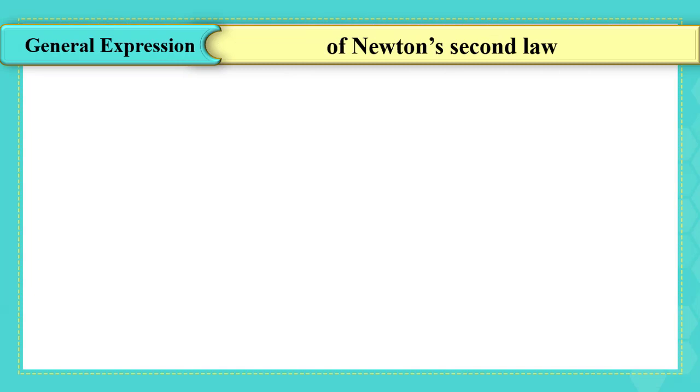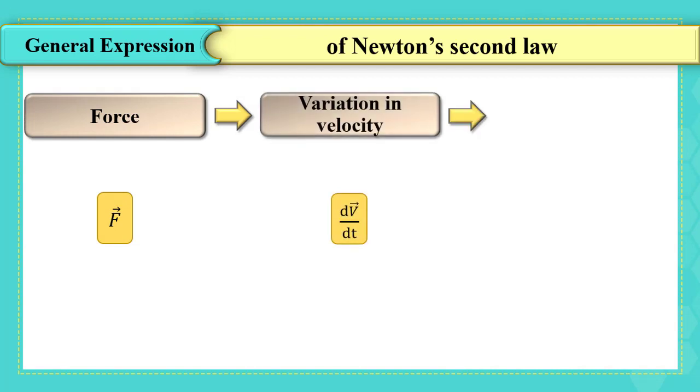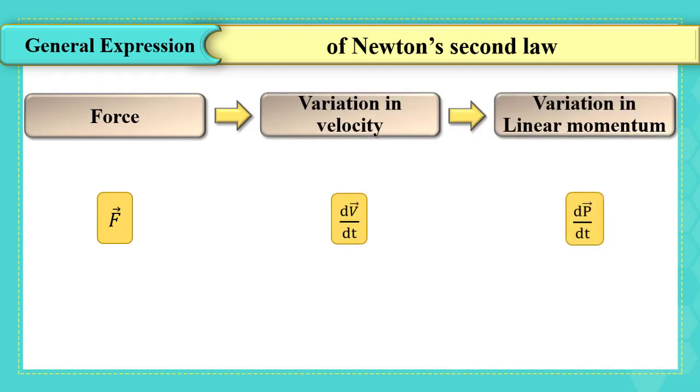General expression of Newton's second law. We know that a force applied to a body changes its velocity and therefore its linear momentum. And the more rapid the variation of the linear momentum, the stronger the force causing this variation. Then both F and the variation of linear momentum affect each other. This variation is governed by the general expression of Newton's second law: the sum of F external equals the variation of the linear momentum, dp by dt.